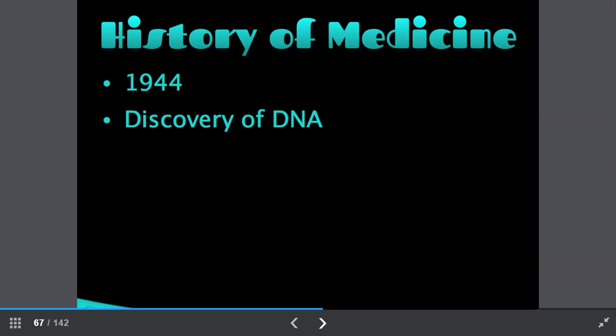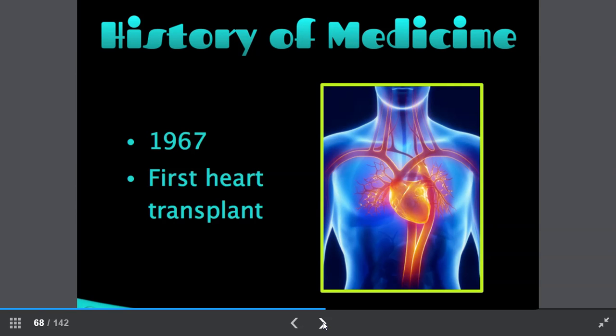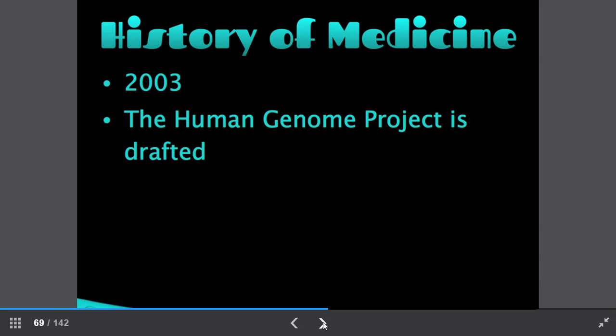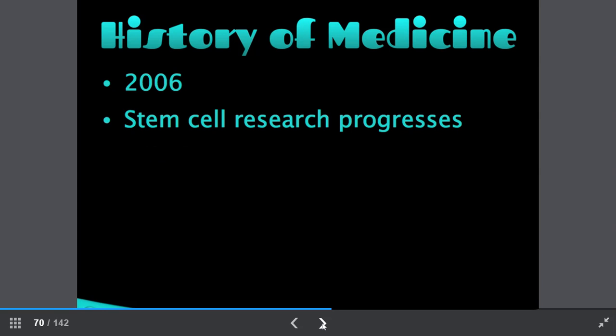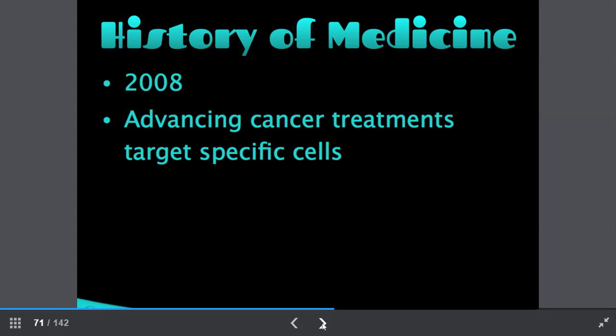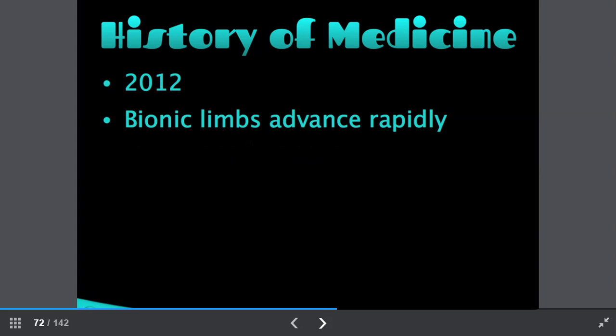1944 brings us the discovery of DNA. In 1967, we have the first heart transplant. In the year 2003, the Human Genome Project is drafted. In the year 2006, stem cell research progresses. The year 2008 brings advancing cancer treatments that are able to target specific cells. And in the year 2012, bionic limbs advance rapidly.